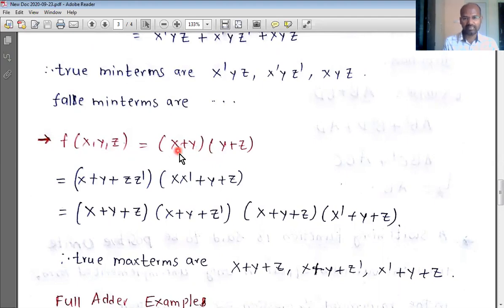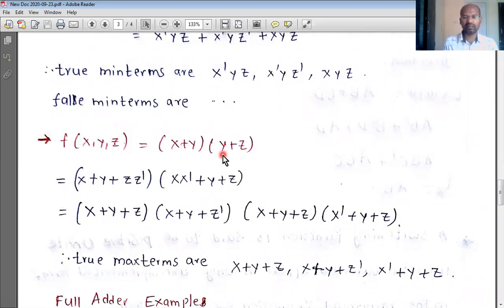Now, is it a sum expression or a product expression? It is a sum term. It is also another sum term. Of course, it is a sum term, but does it have all the literals as in the max term definition? No. What is missing here? F is a function of 3 variables, x, y, z. Z is missing in this sum term. And if you look at the second sum term, x is missing.